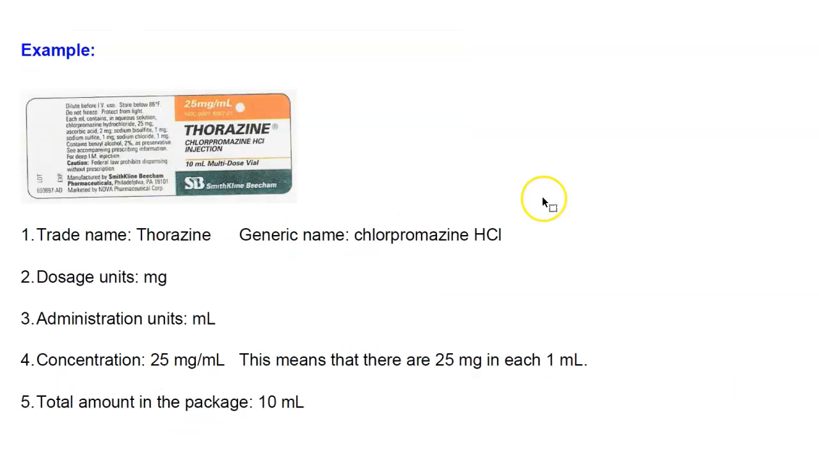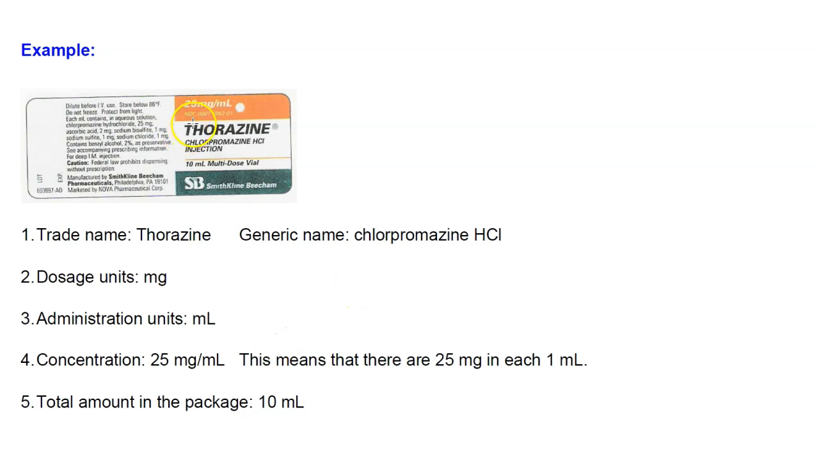Here's another example. We have Thorazine. Thorazine is the trade name, and the generic would be chlorpromazine hydrochloride. As you may have noticed, trade names are easier to pronounce, while generic names are a little bit more complicated. They sound more chemical and scientific. Dosage unit: when you're looking at it, the dosage is in milligrams. Administration unit: it looks like it's in ml.